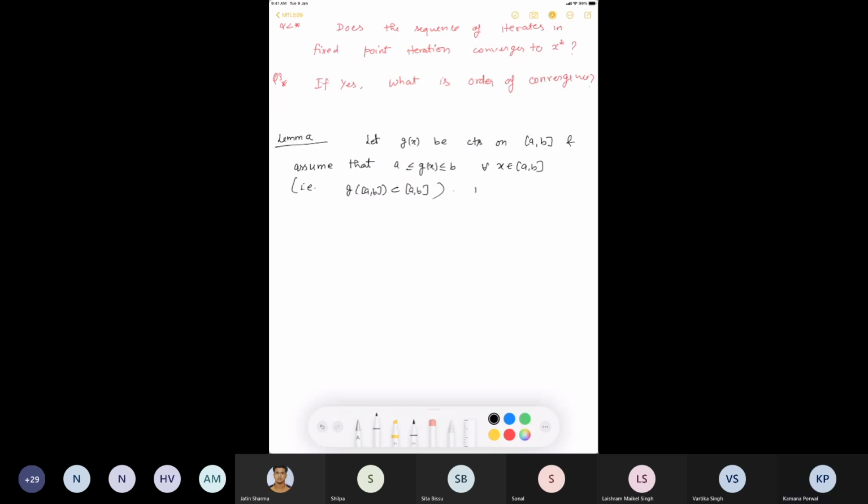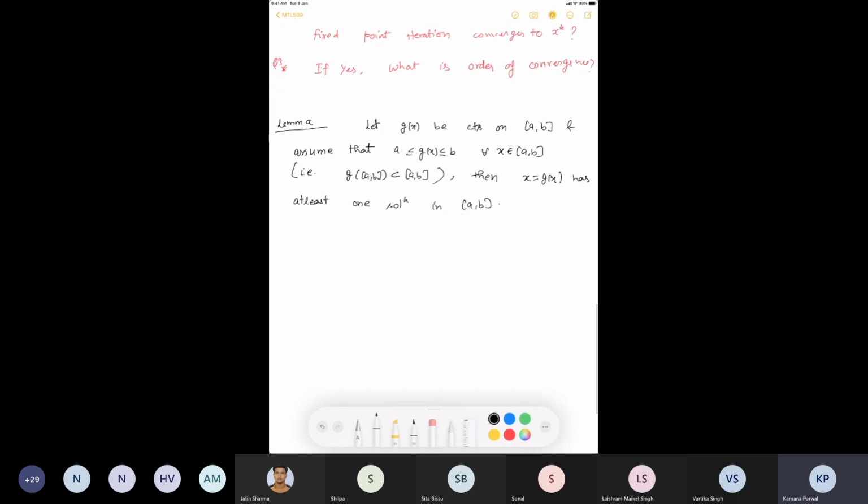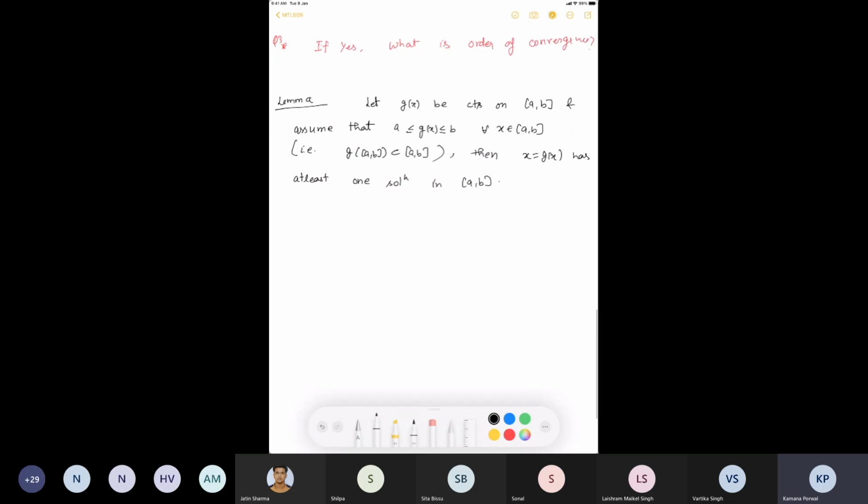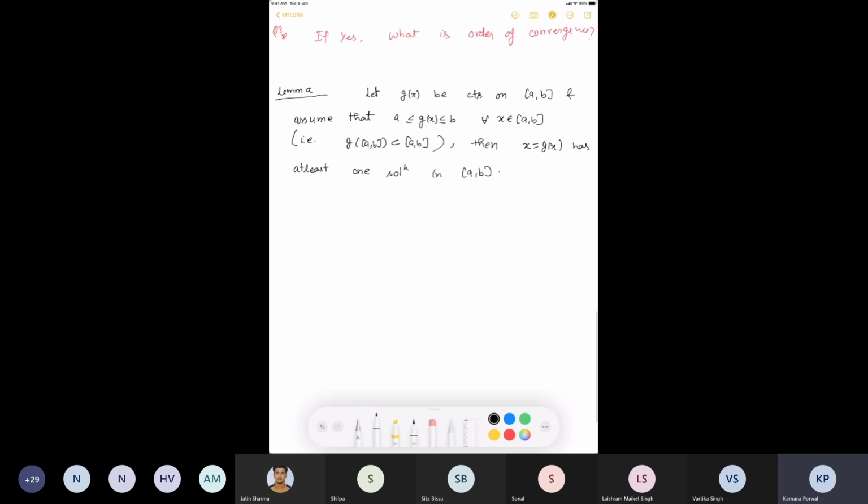Then x equals g(x) has at least one solution in the interval [a, b]. That is, if g is sending the interval [a, b] to [a, b], then you can ensure that there is going to exist one fixed point of g in the interval [a, b]. Now this is the existence part. Now what do we need for the uniqueness?